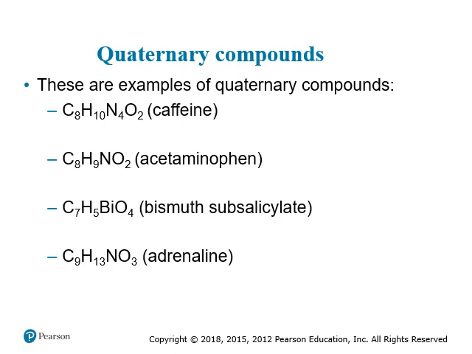Finally, we see a listing of quaternary compounds: caffeine, acetaminophen, also known by the trade name Tylenol, bismuth subsalicylate, which is the active ingredient in Pepto-Bismol, and adrenaline, also known as epinephrine. You will notice that each of these compounds is made up of 4 elements.